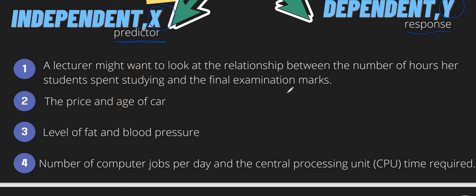So these two, you want to see the relationship. But that one will be in the scatter diagram. But now you need to identify first what is the independent variable and what is the dependent variable. So if you read the question again, okay, you read again. If you can't see, you read again.